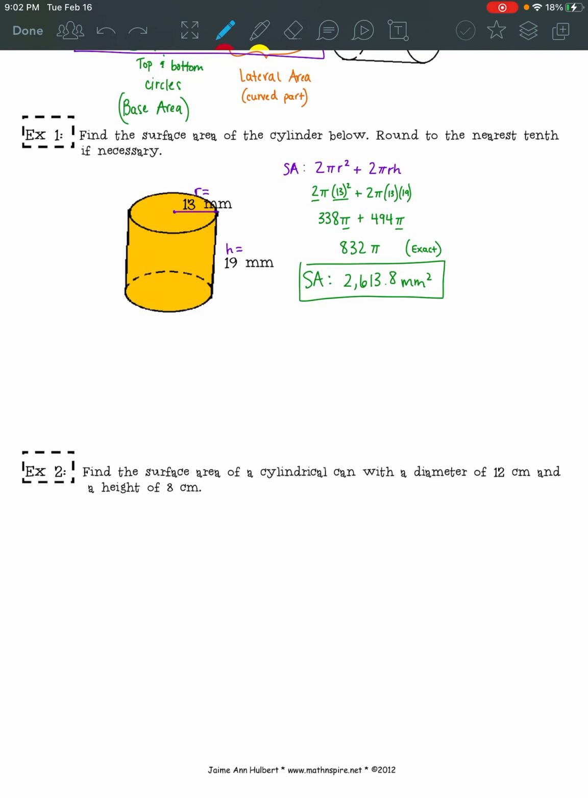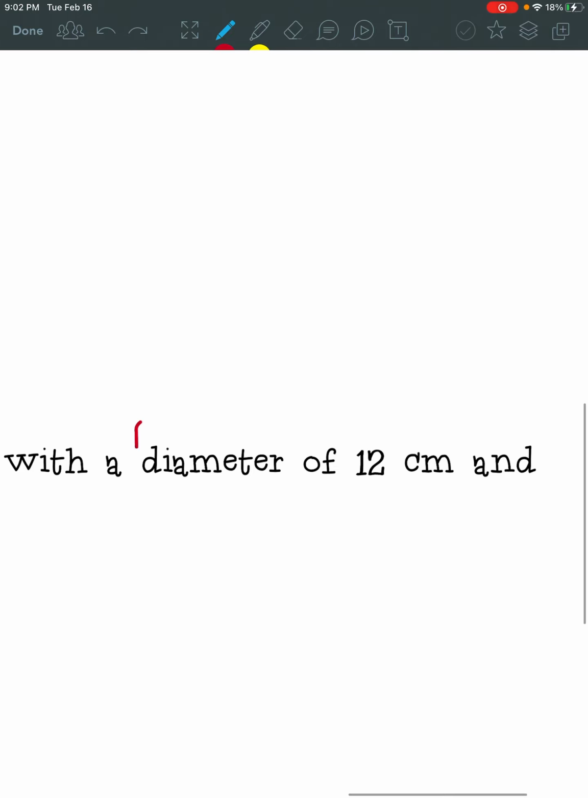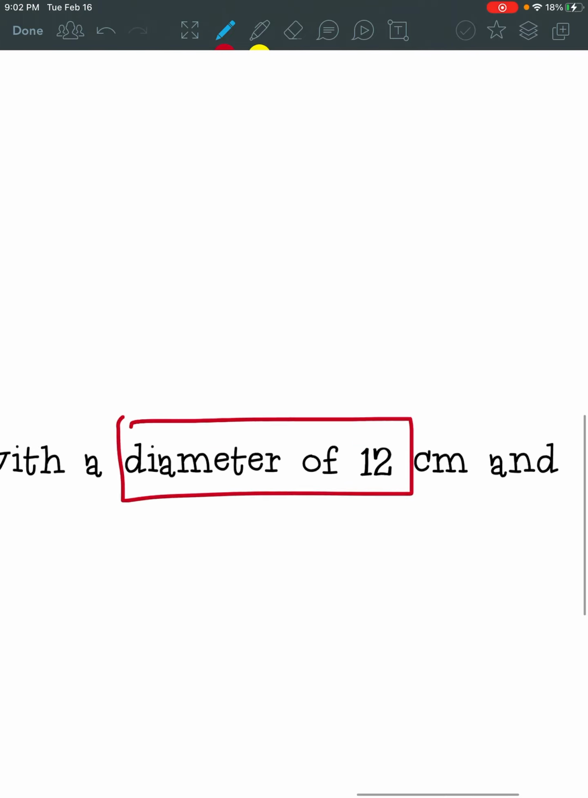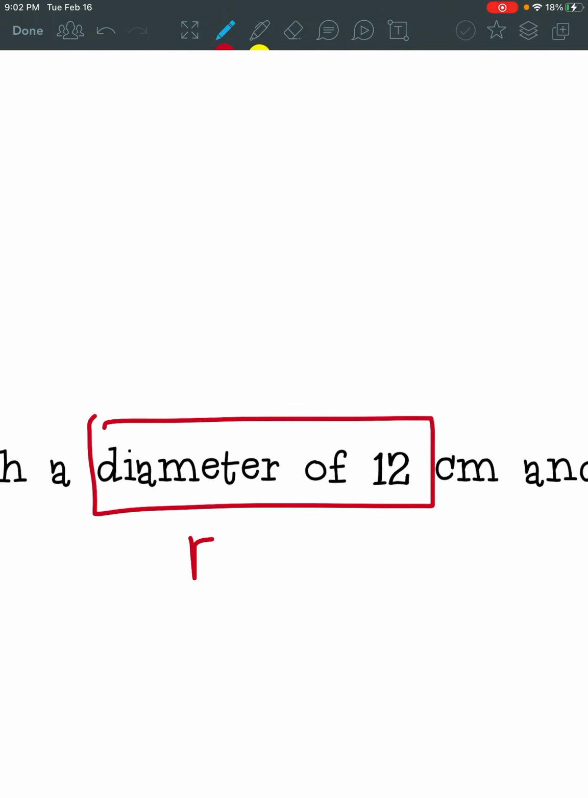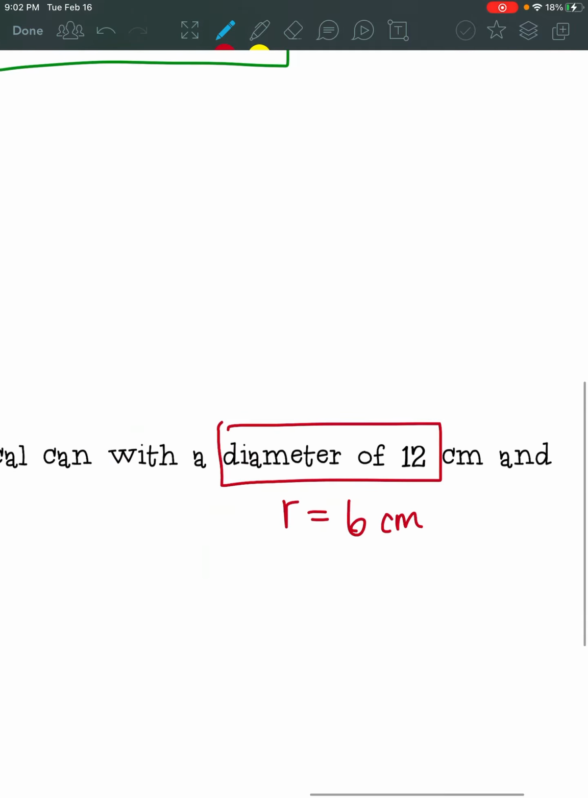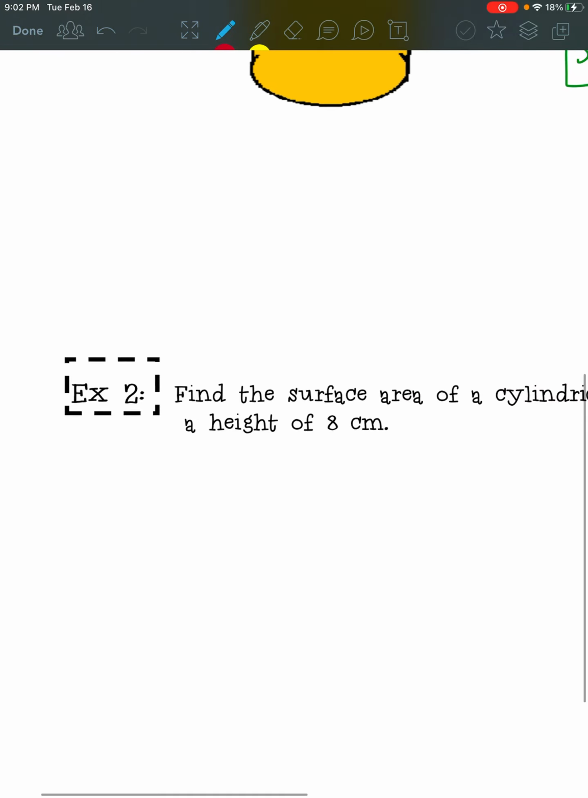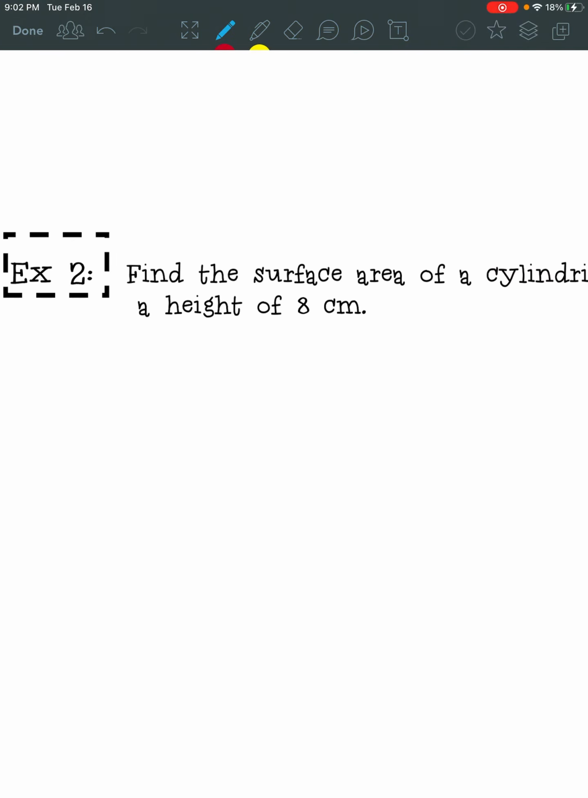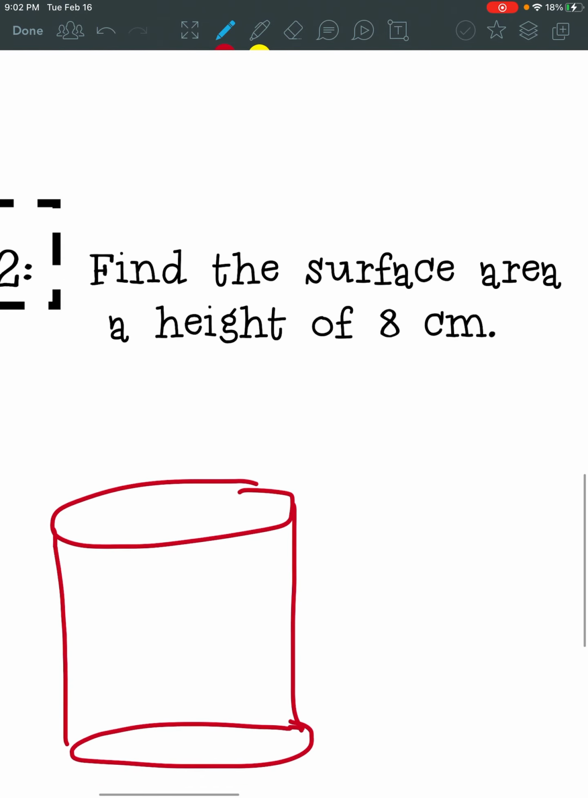Next example, we have a cylinder, no picture, but we are told that the diameter is 12. So if the diameter is 12, then we know the radius is half of that, and we know the radius is 6. And then we know the height is 8 centimeters. Make sure we never ever use the diameter in a surface area formula for a cylinder. The diameter is all the way across, and we need the radius. We only need that 6. The height is 8 centimeters.